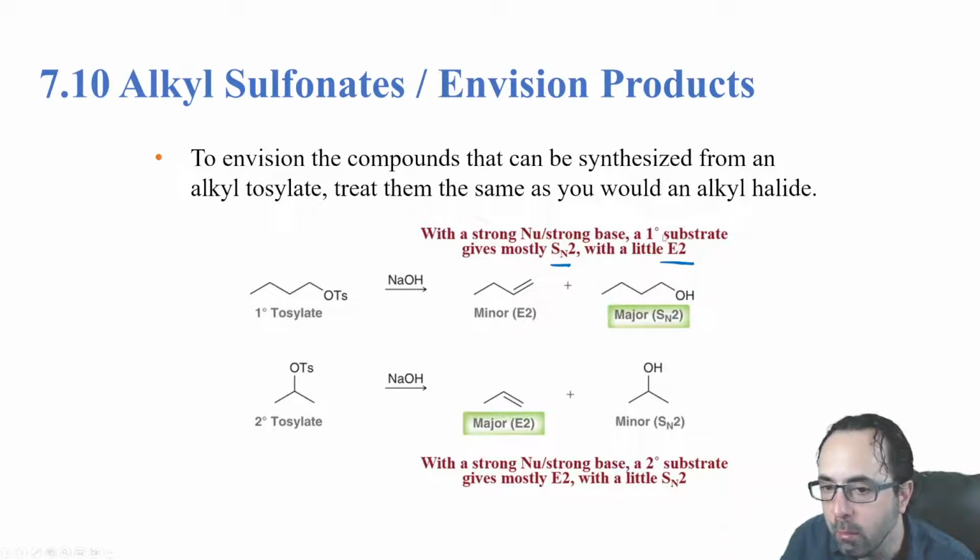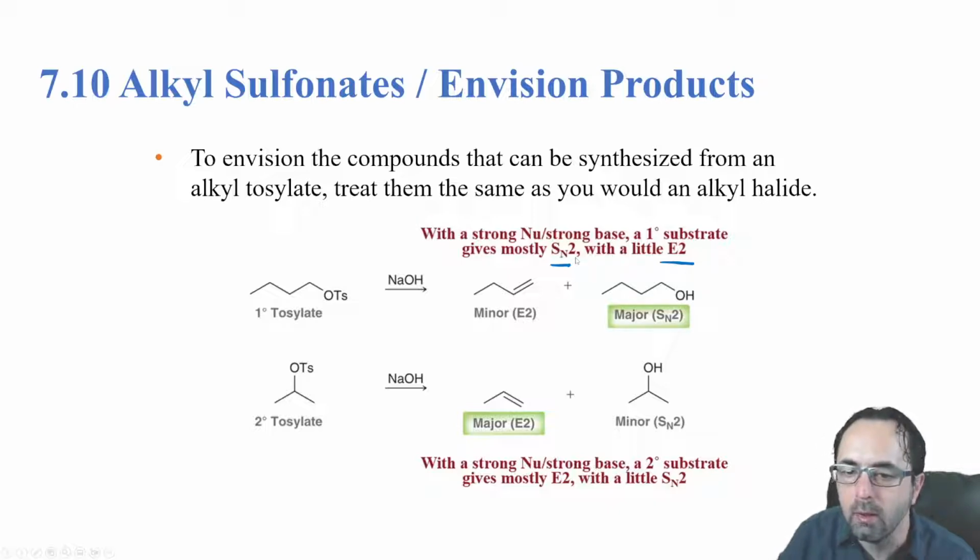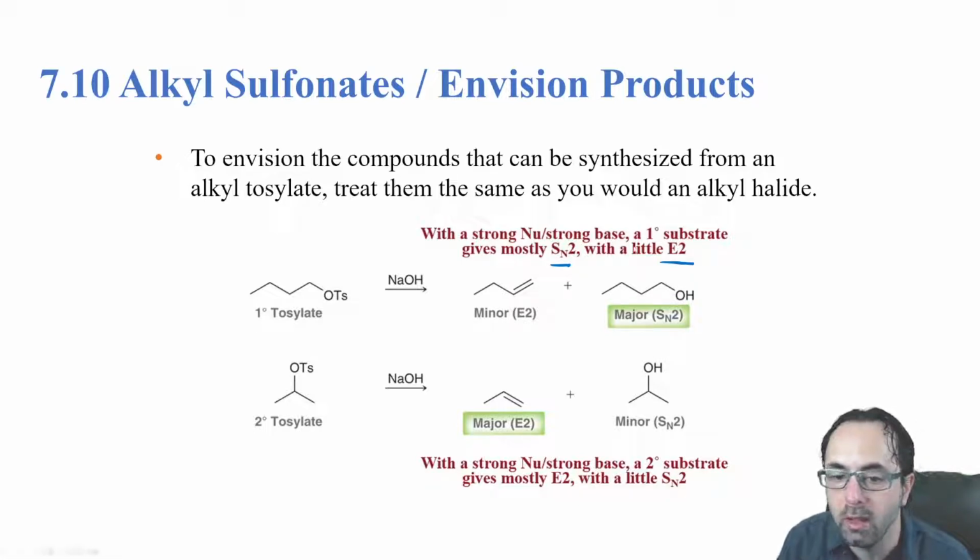Why does a primary substrate encourage the SN2? Oh, it's because it's less sterically hindered in the back, so the substitution can occur more easily, and so it's more competitive with the elimination. Here the major product is going to be a substitution. The OH is substituting the tosylate, and the minor product would be the elimination.